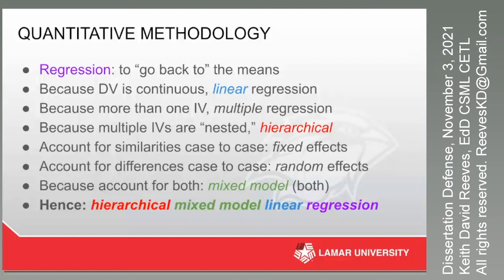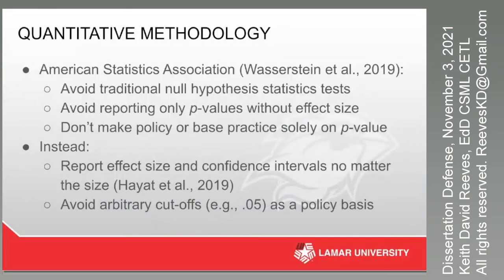When we perform a hierarchical linear regression, we can run tests to account for similarities between cases, such as when students have the same grade level. This is called a fixed effect. We can also run tests to account for differences between them, such as when students get different PLDs. This is called a random effect. The test performed in this dissertation's quantitative analysis accounts for both, which is why we call it a mixed model test. Hence, the quantitative methodology employed in this stage was a hierarchical mixed model linear regression.